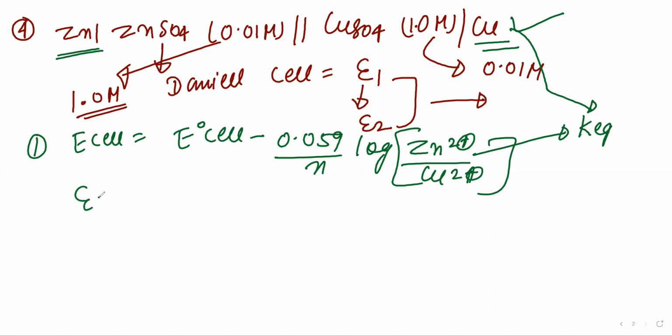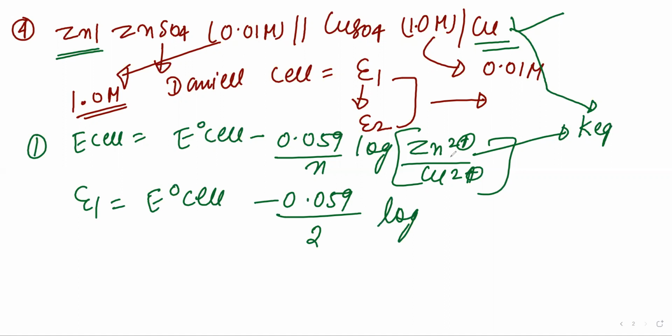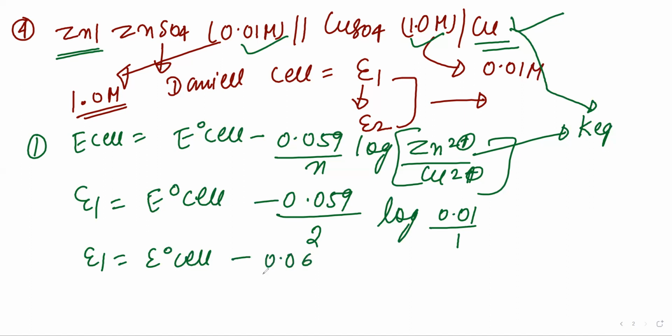So E of cell will be E1 is equal to E naught of cell minus 0.059 upon N value we know that is 2. 2 electrons are gaining and losing. So it will be 2 and log of. So for initial Zn2 plus concentration is 0.01 and for Cu2 plus it is 1. So it is 0.01 divided by 1. So calculate this one. E1 is equal to E naught of cell minus. So I will assume as a 0.06 divided by 2. I have just approximated. So it will be log of. After removing this point, you will get 100 here. So it will be up.